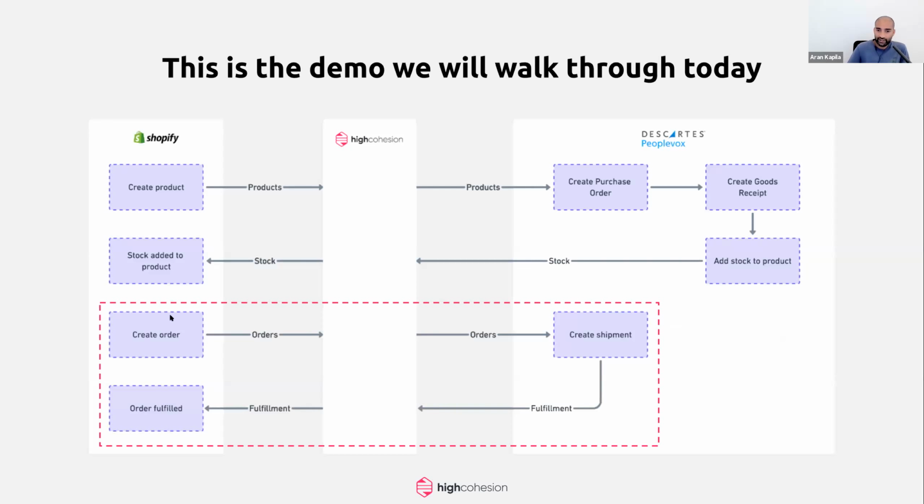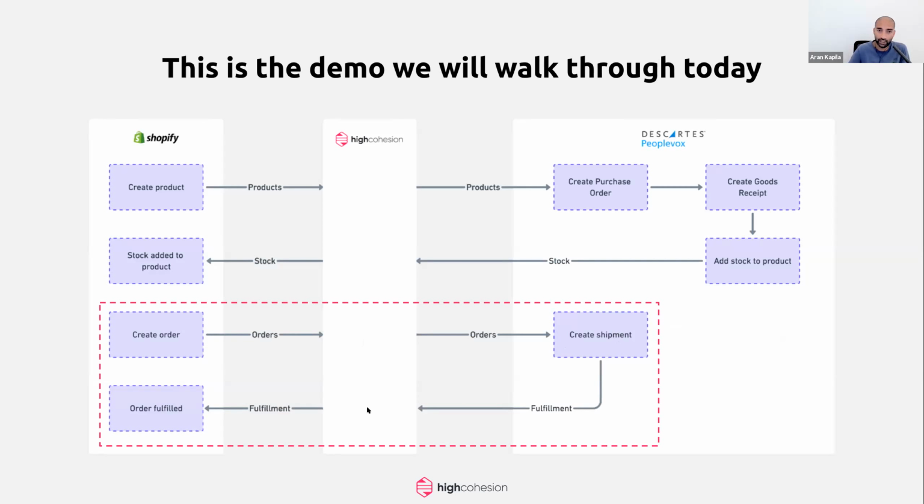What we're going to show you specifically today is a new order being created in Shopify, that order being sent through the HighCohesion integration platform out to Peoplevox, that shipment then being created in the Peoplevox WMS system, and a fulfillment notification being sent back from Peoplevox through the HighCohesion platform back to Shopify.